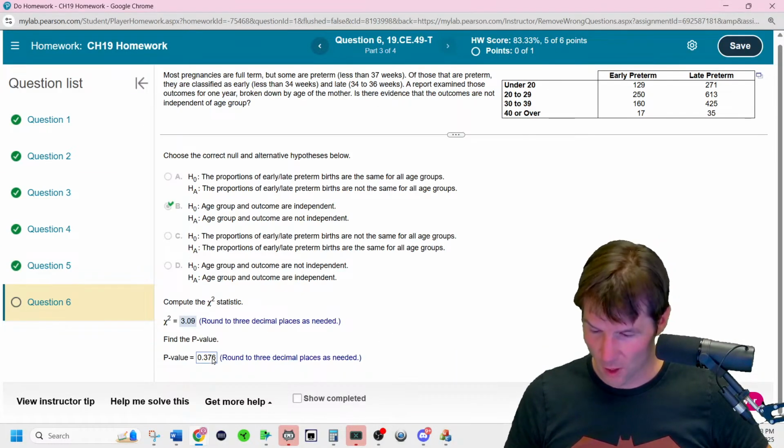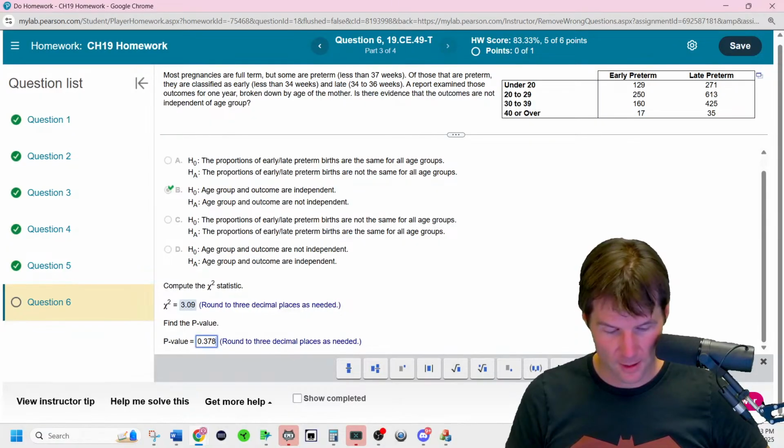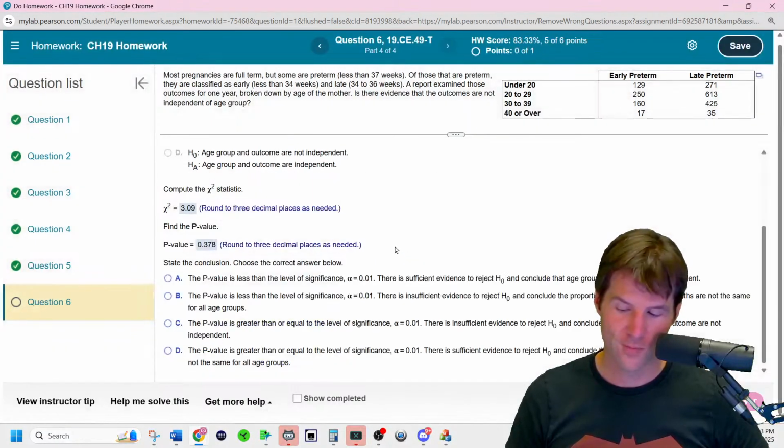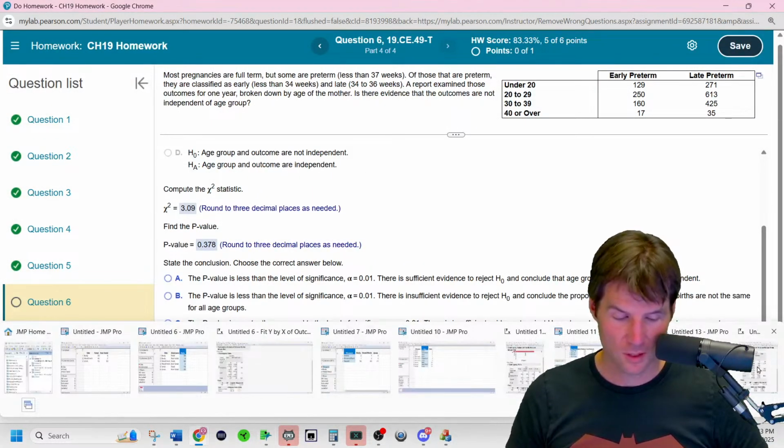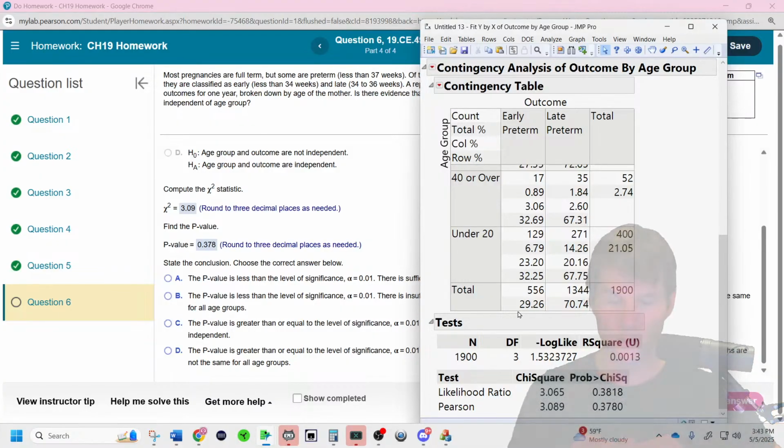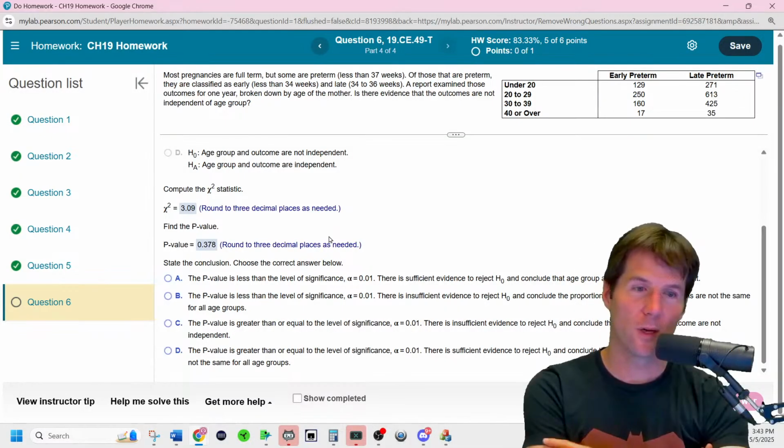What did I say it was? I was really one decimal off. You can also just look at the JMP output. There it is on the bottom of the JMP right there. It's the Pearson with the p-value, and there it is. So it's very close. This p-value is way greater than the alpha level.